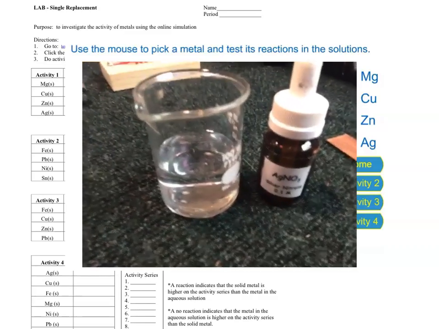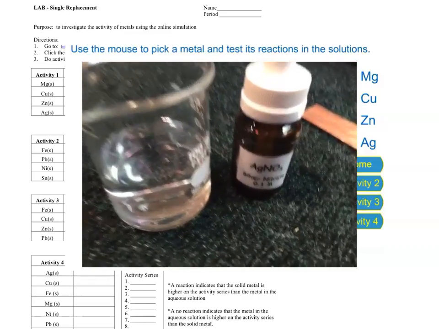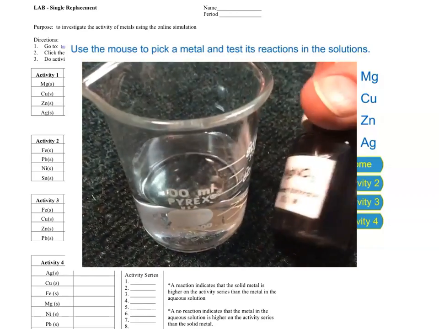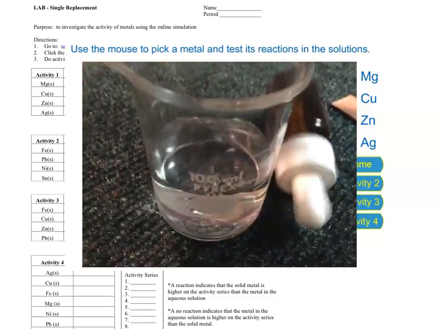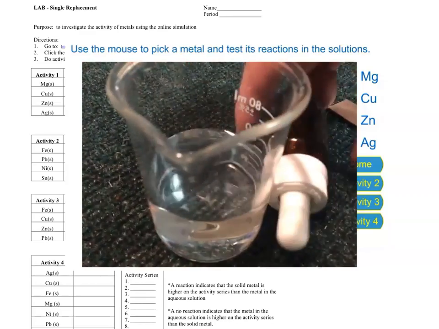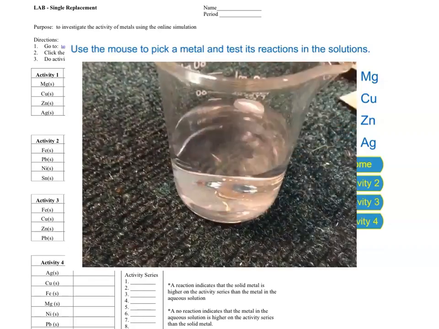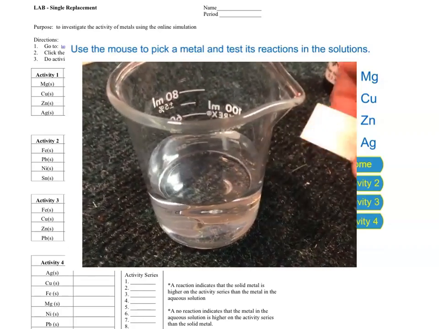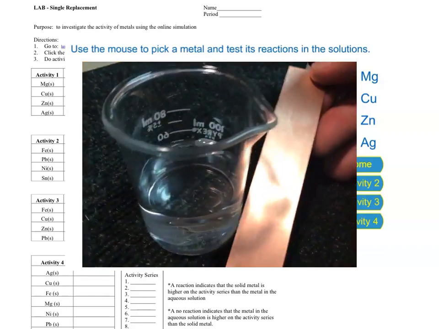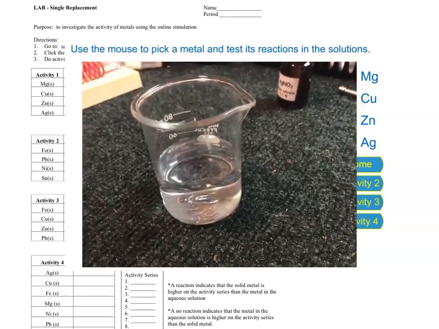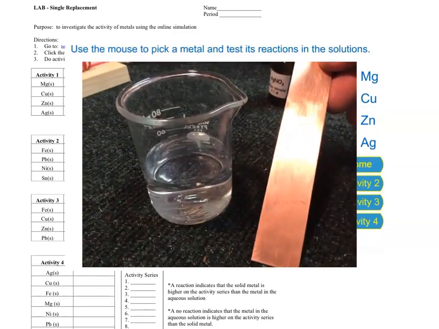Now, in the real world, it would probably look something like this. What we have here is a solution of silver nitrate. And a silver nitrate solution is pretty much just clear. You really can't tell there's anything dissolved in that liquid. It's a solution. And then we have a piece of metal, copper in this case.